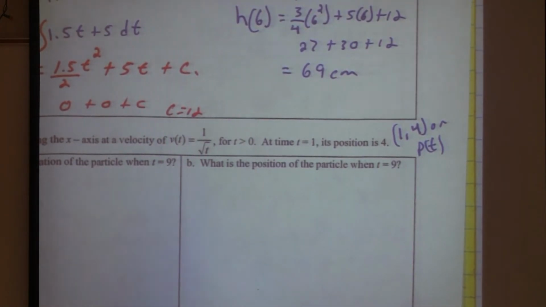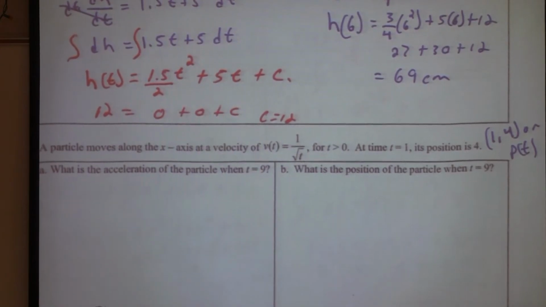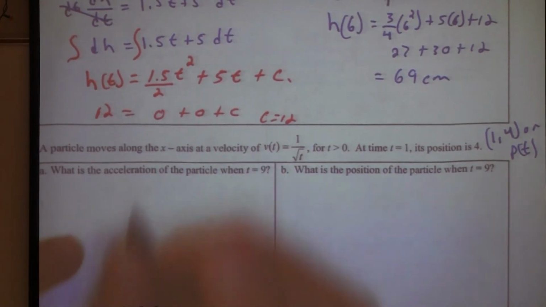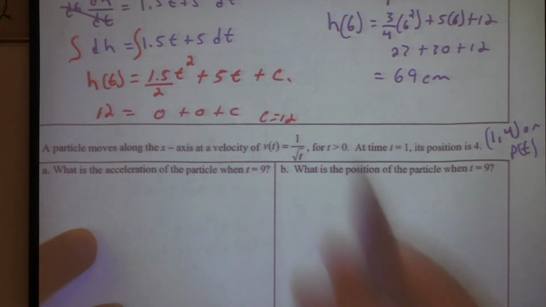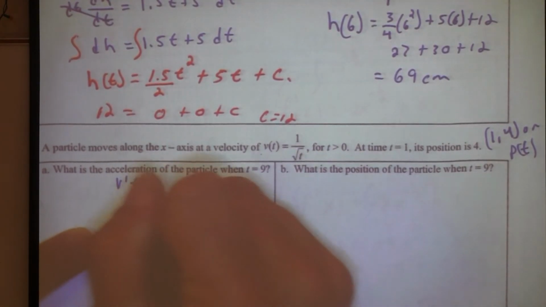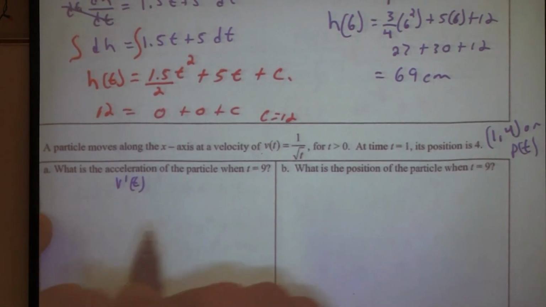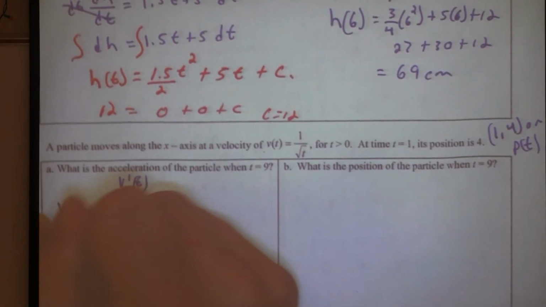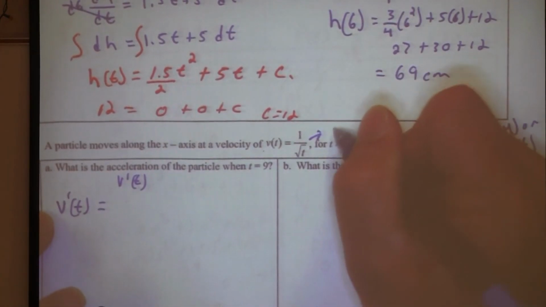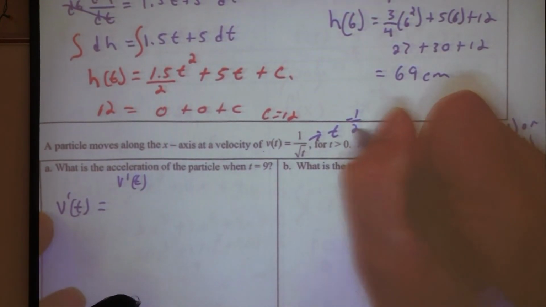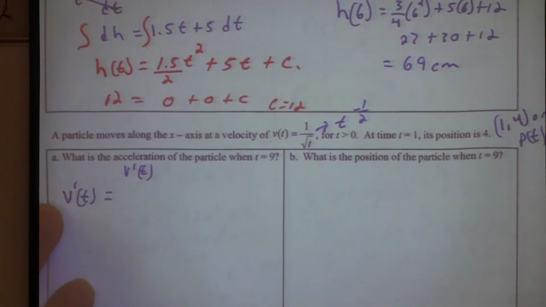The first problem, part A, says, what is the acceleration of the particle when t equals 9? Acceleration. So how do I find acceleration? Get the second derivative of position, but I don't have position. So I need the first derivative of velocity. Do we know how to do that? We've been doing antiderivatives. We probably forgot about derivatives. How do I get the derivative of this? We know that this is t to the what power? Negative half.